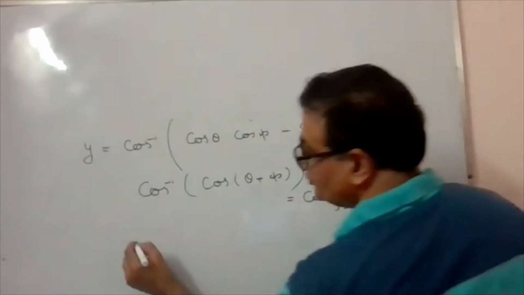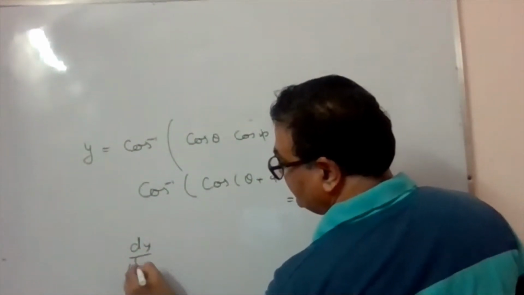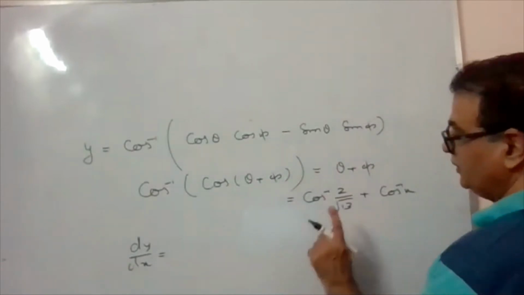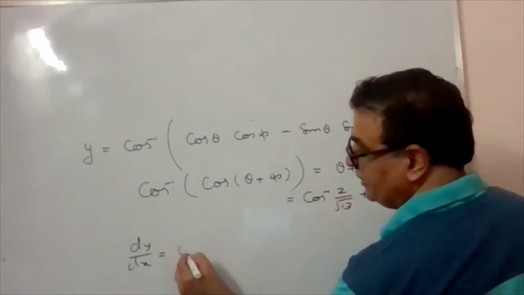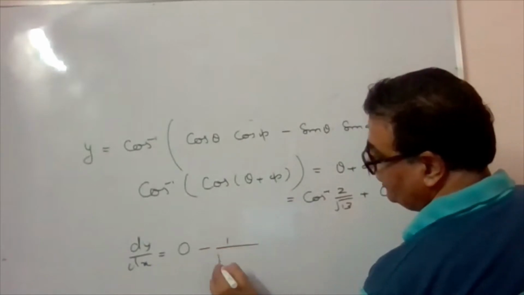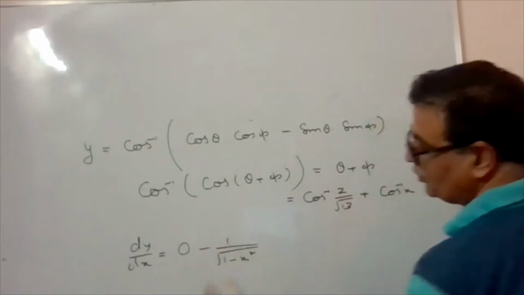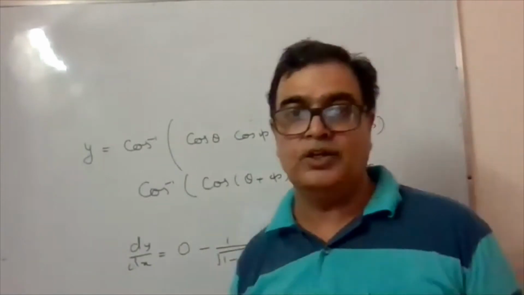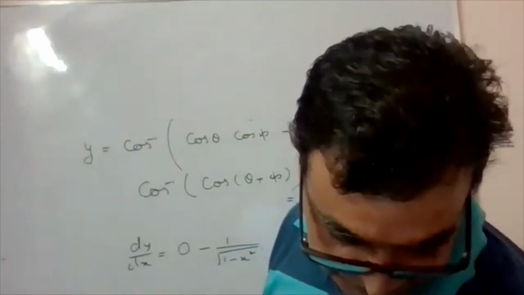Now when you differentiate, dy by dx will be equal to, this is a constant here, so its derivative is 0. This is cos inverse x, I know the derivative, minus 1 by under root 1 minus x square.